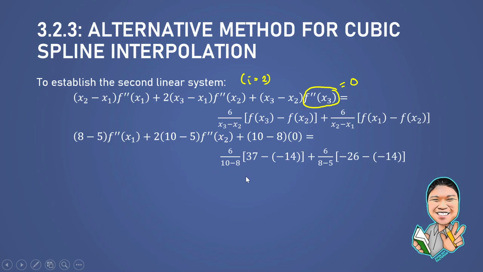Then 10 minus 8, 37 minus negative 14 plus 6 all over 8 minus 5 times negative 26 minus negative 14. So therefore, ang second linear function natin ay 3 f double prime ng x sub 1 plus 10 f double prime ng x sub 2 is equal to 129. So yun lang naman yung dalawang linear function na kailangan natin.